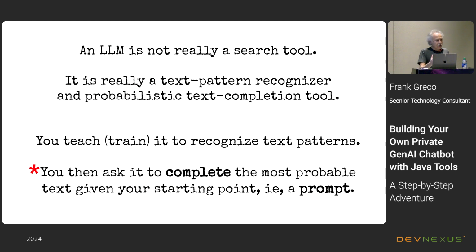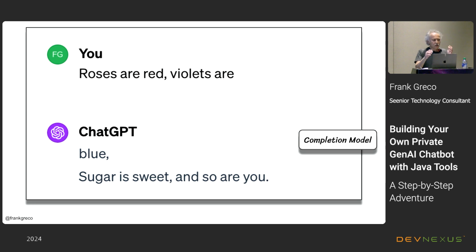It recognizes text patterns and then it finds the most probabilistic next text. That's what it's doing. So you train it, you teach it. That's the machine learning part. And then you ask it to complete something using a prompt. That's where the word prompt comes from. You kind of say, here, probably complete this for me. So this should be the first thing you type into ChatGPT to understand it.